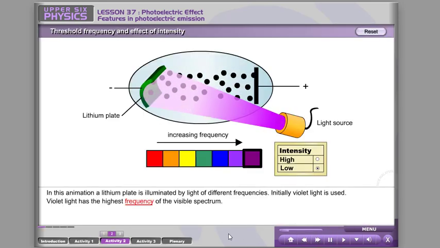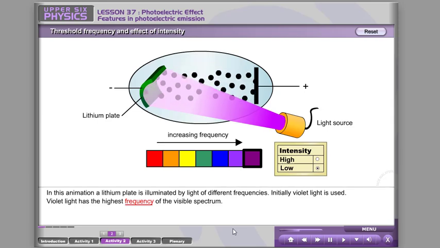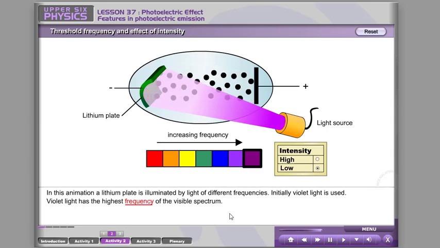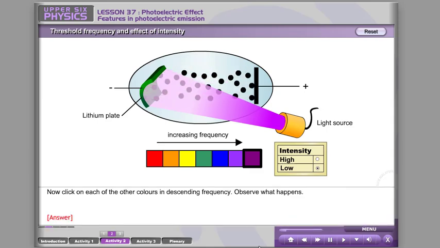In this animation, a lithium plate is illuminated by light of different frequencies. Initially, violet light is used. Violet light has the highest frequency of the visible spectrum. Now, click on each of the other colors in descending frequency. Observe what happens.